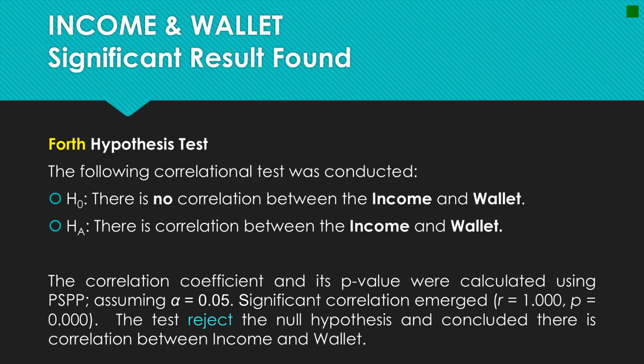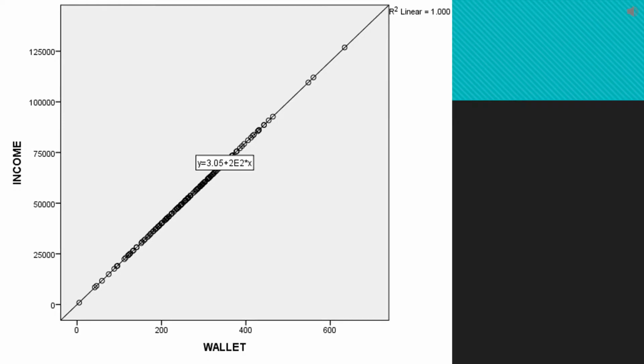Moving on to the fourth hypothesis, between the income variable and the wallet variable. We found a significant result. The alternative hypothesis is that there is a correlation between income and wallet, but the null hypothesis says there is no correlation between income and wallet. So we reject the null hypothesis. Why? Because the p-value is less than 0.00. It means that when we draw the scatter plot, the bubbles are nearby to the line. Well, this is an ideal situation. All the bubbles are near to the line, and I don't know whether it happens or not. It's an ideal situation.